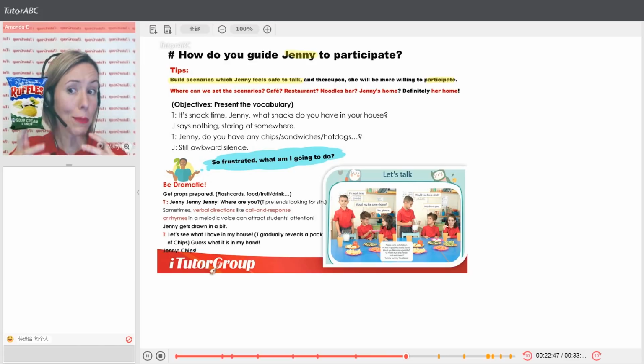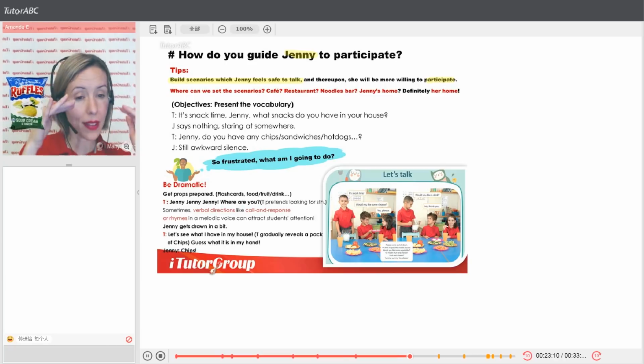So I'm asking some simple questions. I'm seeming to be very interested in her chips in her house. And these are simple questions that can get her warmed up a little bit. They're low-level questions, but they're questions that she probably feels comfortable answering. Like, do you like? Do you have? And also, what is this? They're kind of very simple questions, and maybe she should be above level, but it gets her warmed up to it.